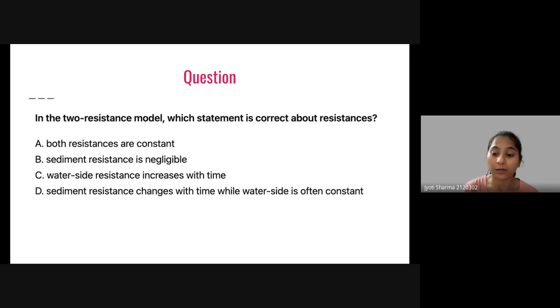Okay, then the next question is, in the two resistance model, so sediment side resistance and water side resistance, which statement is correct about resistance? A: Both resistances are constant. B: Sediment resistance is negligible. C: Water side resistance increases with time. D: Sediment resistance changes with time, while water side is often constant.